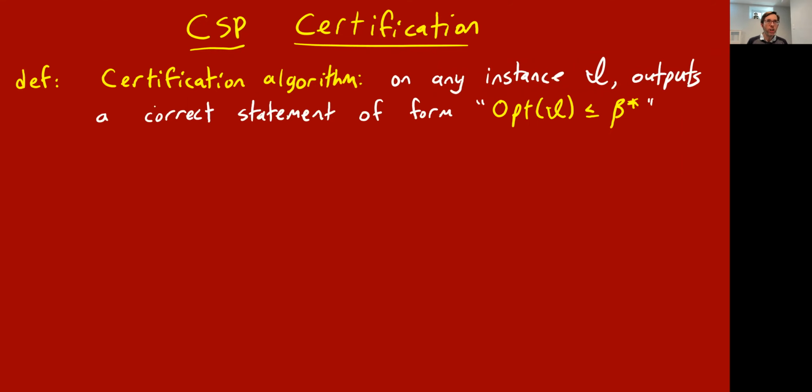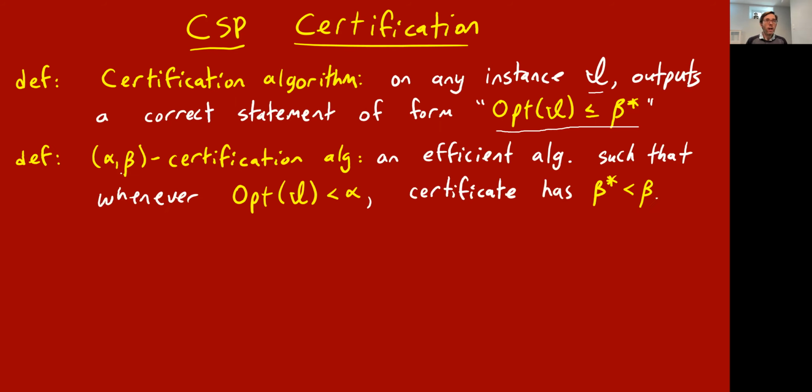I'll say a certification algorithm for a kind of CSP is any algorithm that, given an instance I, outputs a correct statement, a true statement of the form, optimum of I is at most beta star. So it outputs a number, beta star, which it guarantees is an upper bound on the optimum value. And ideally, beta star should be as small as possible.